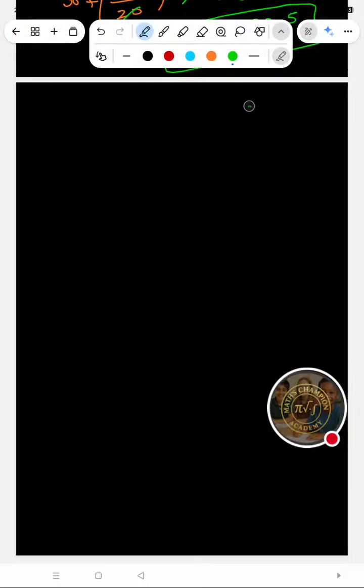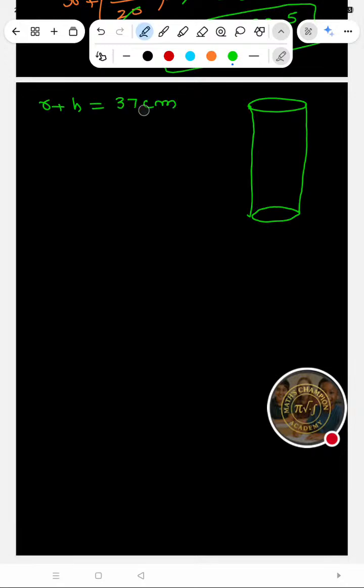Okay. Look, if you take here a cylinder, r plus height, how much is given? 37 centimeter is given. Sum means sum of the radius of the base and the height. Here, the radius, how much are you getting? This r. It is the height. Height of the solid right circular cylinder is 37.